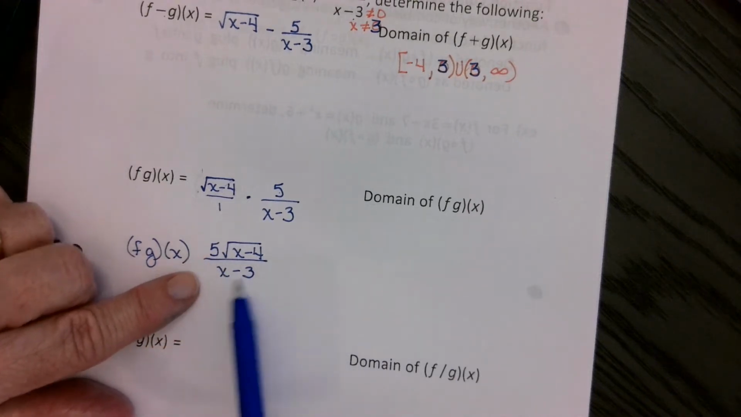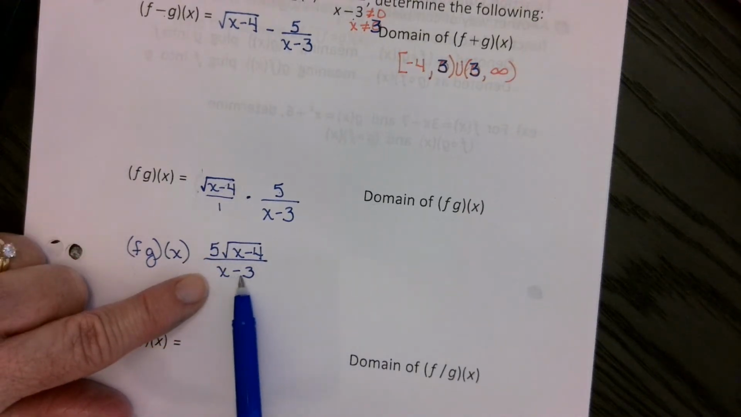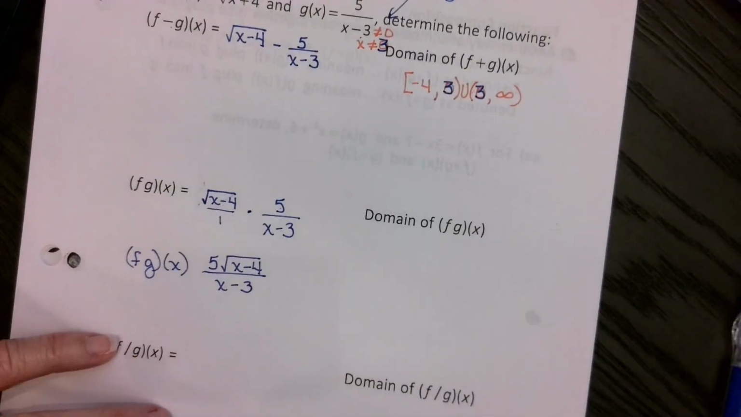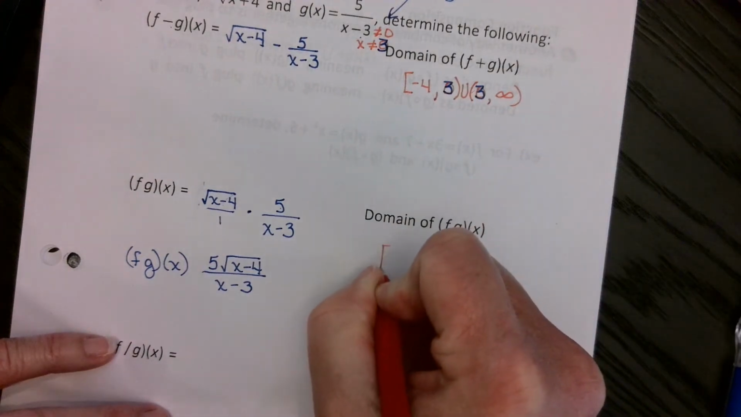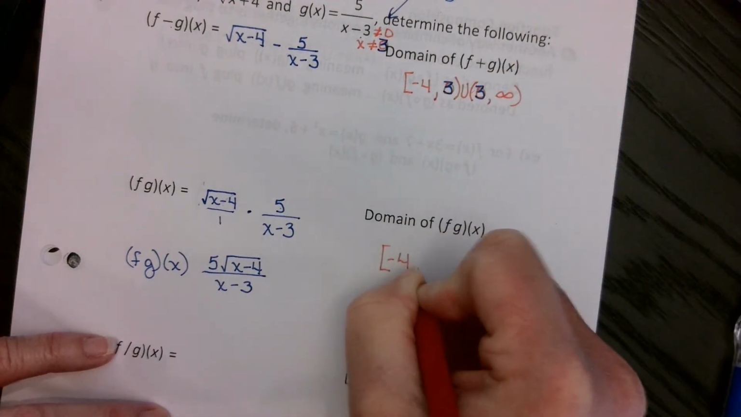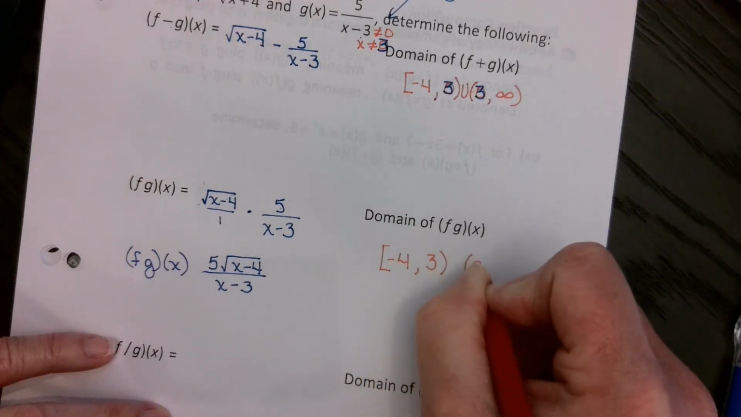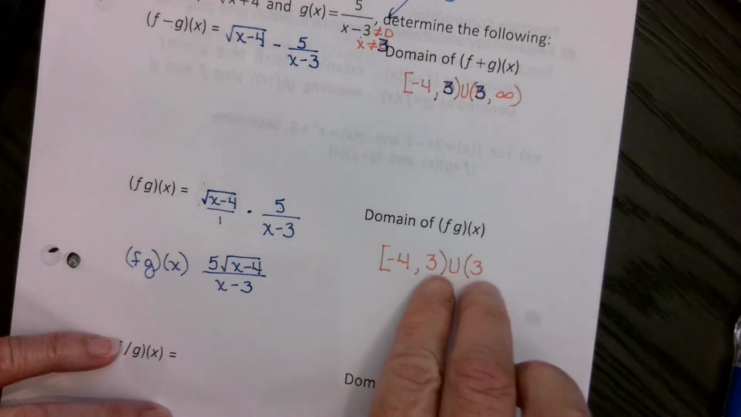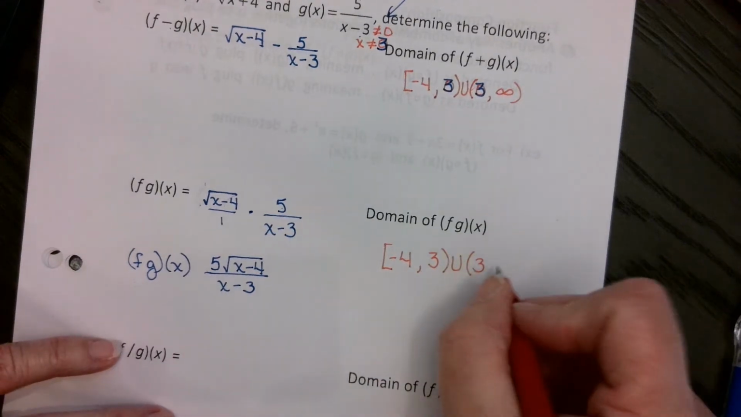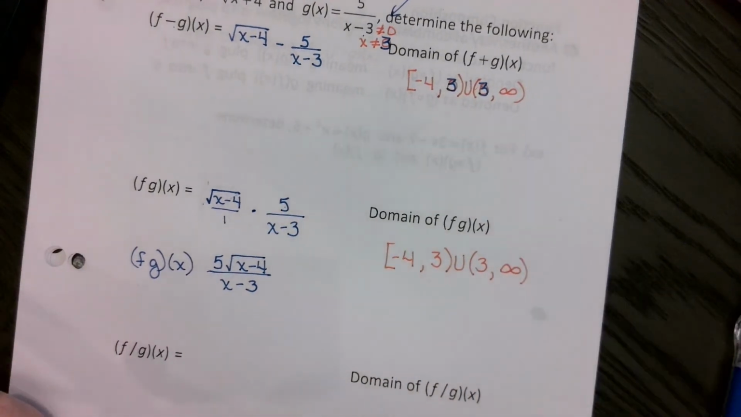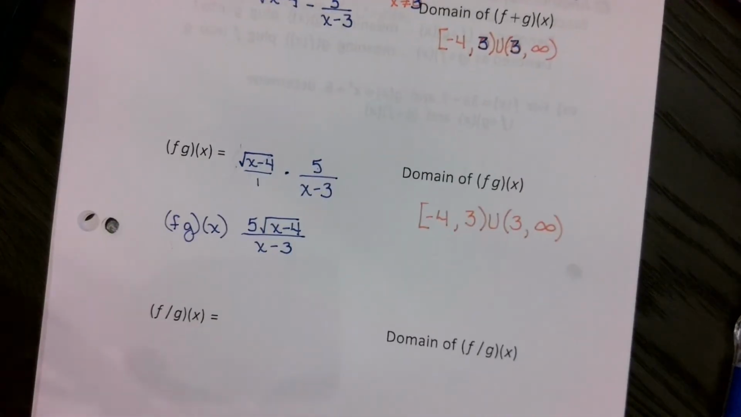I would only be looking at this denominator. X can't be equal to 3, but we already have accounted for that here. So again, the most restricted one starts at -4. It goes to 3, and to take out 3, we make a parenthesis here. That's this part right here excludes 3. And then it goes to infinity. The only thing we got to make sure is that we don't have to add any more restrictions.